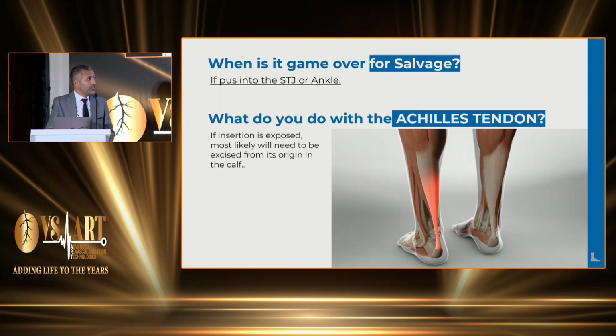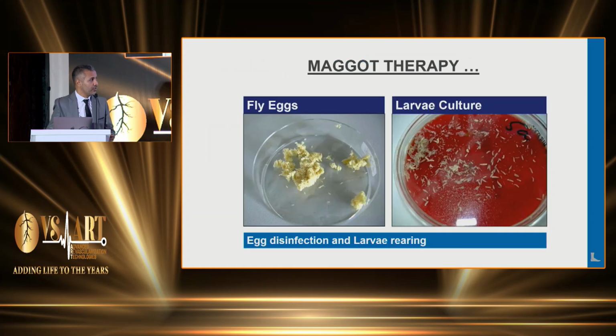Okay, when do we say it's game over for salvage? When there is pus in the subtalar joint or ankle. What if the Achilles tendon is involved or infected? We must resect it totally from its origin in the calf.